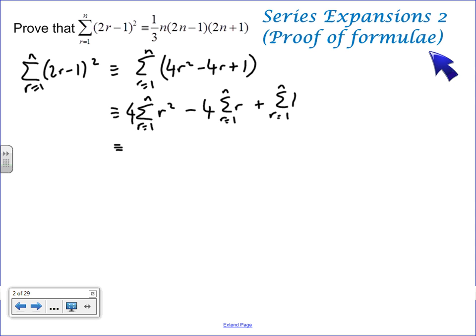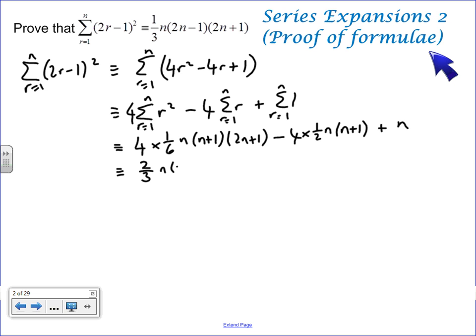We've pulled apart our original expression into its constituent parts, and we now use the formulae that we've learned. The standard formulae, so sigma r squared is 1/6 n (n plus 1)(2n plus 1). Sigma r is a half n (n plus 1). And sigma 1 is just n. So we've used the formulae there. Just going to simplify that because 4 times a 6 is 2/3, and 4 times half is 2. So that's the end of the second stage, substituting in from the standard formulae that you've learned.